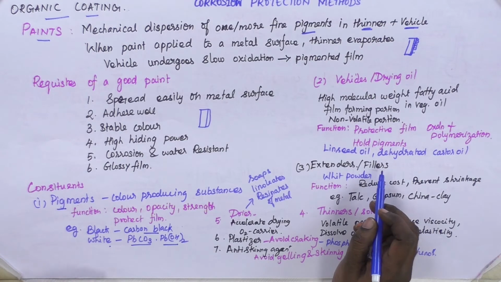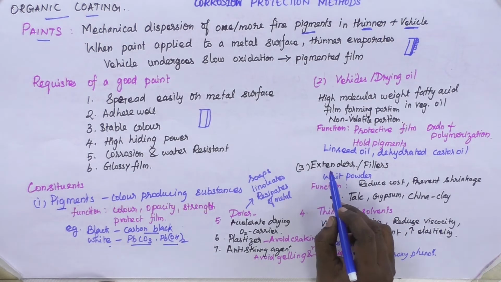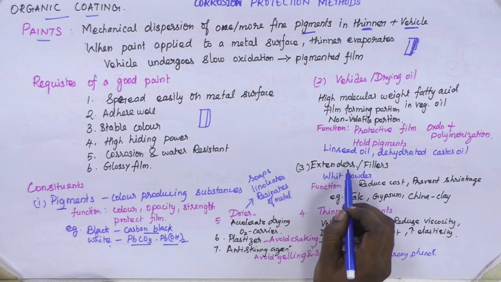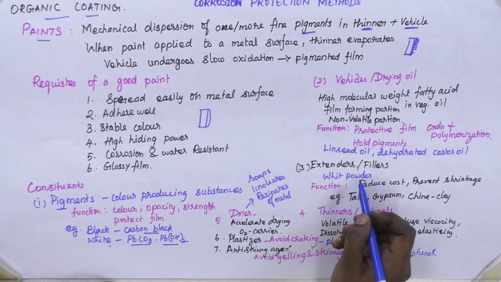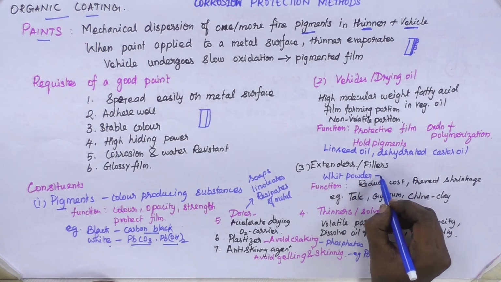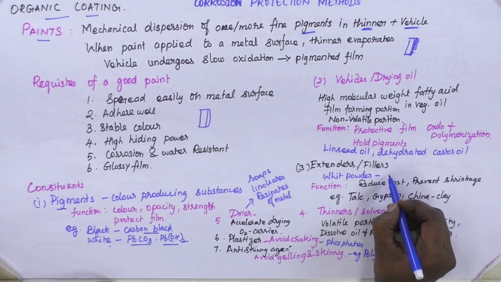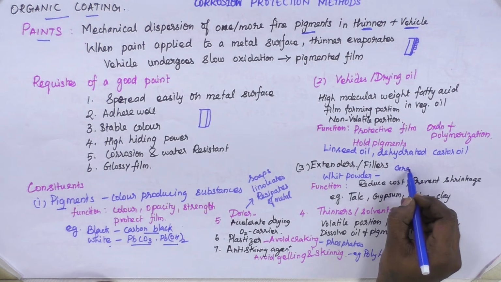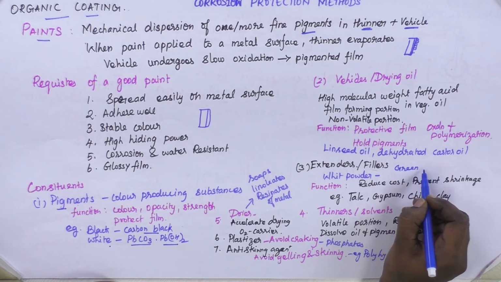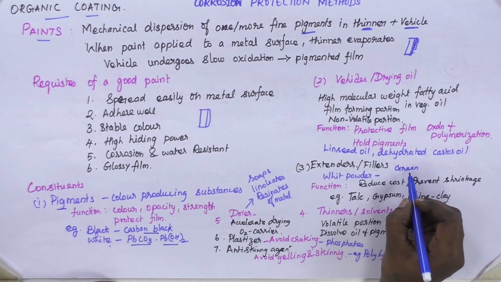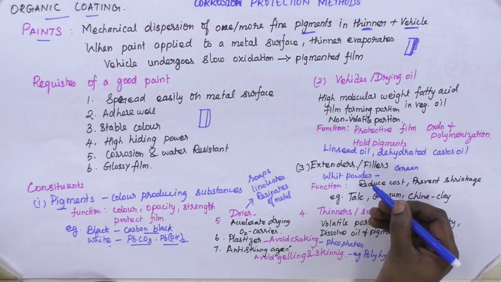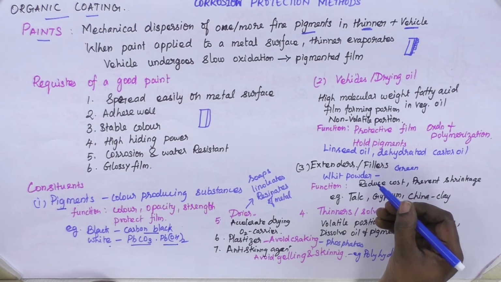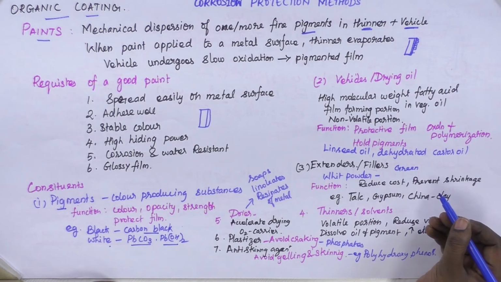Extenders or fillers. This is the third constituent of the paint. It is actually a white powder. What is the purpose of this extender? We want a variety of shades in a particular color. For a green color, you need different varieties of green. For that we need a white powder which is added in the green pigment paint, so we can get different shades of green color.